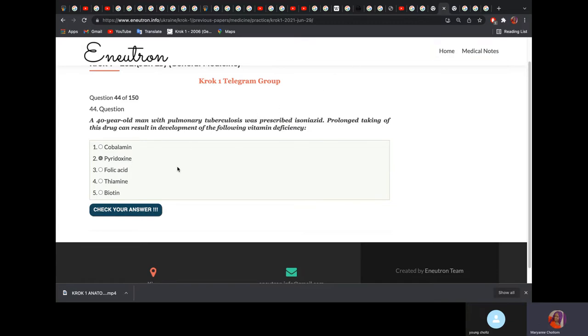They always try to confuse you by putting folic acid and vitamin B12, because they describe the patient taking a tuberculosis drug and developing peripheral neuropathy. And we know that when there's deficiency of vitamin B12, apart from megaloblastic anemia, there's also neuropathy. So a student might think, oh, vitamin B12, neuropathy, and go for cobalamin, but don't make that mistake. Isoniazid is always vitamin B6, so pyridoxine. Don't mistake it with folic acid or cobalamin.